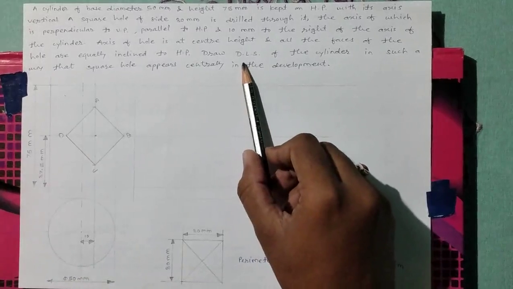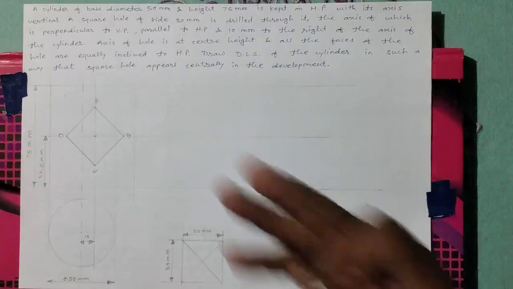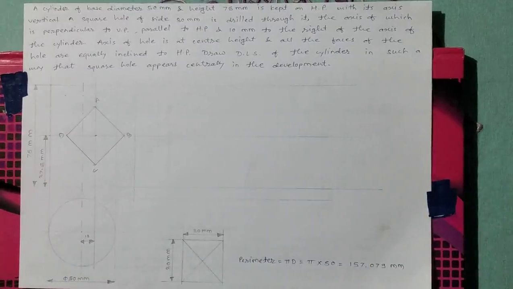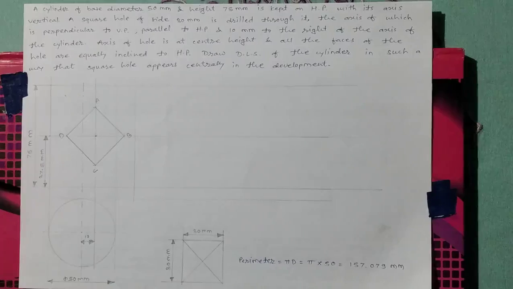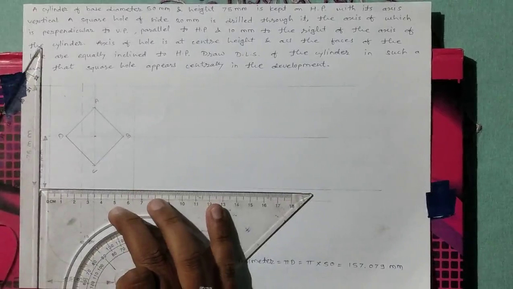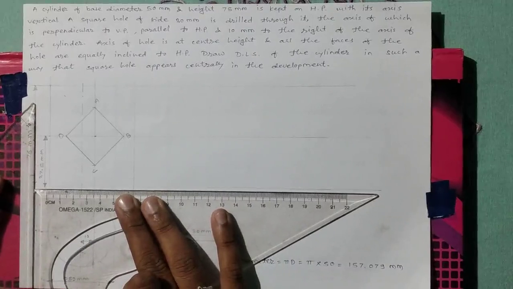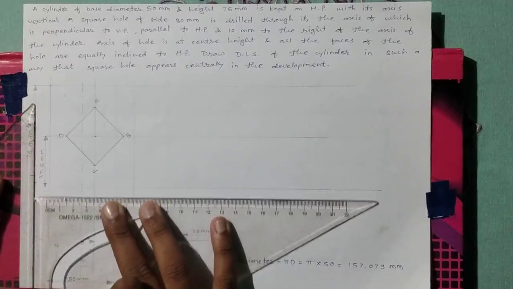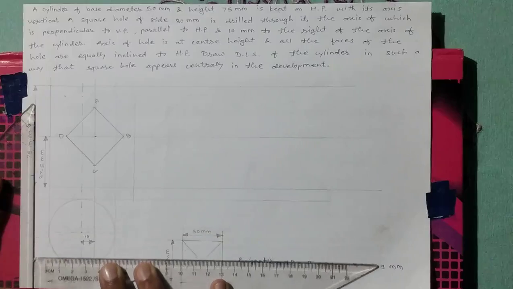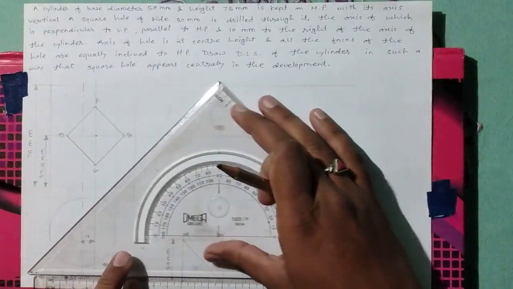Draw DLS of the cylinder, development of lateral surfaces of the cylinder. Now before drawing development, we have to divide this circle into 8 equal parts. We can divide this circle into 12 parts also, but for simplification we are going to divide this circle of top view into 8 equal parts. For this purpose we are using set square to divide this circle of top view.